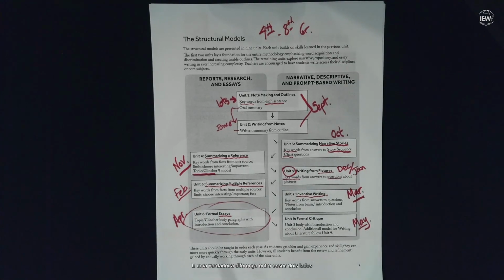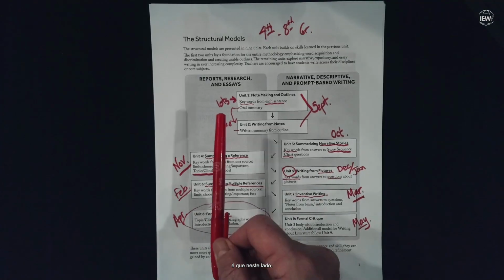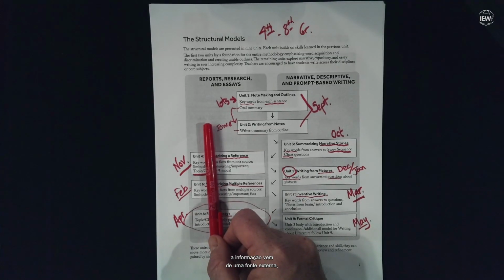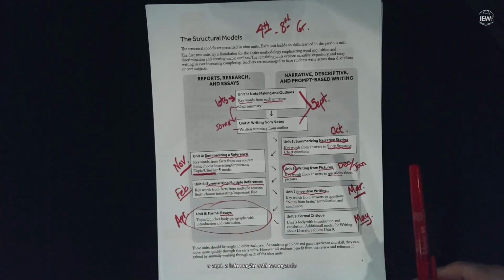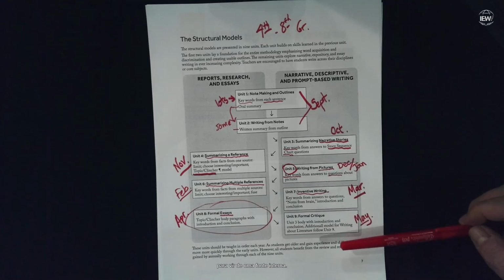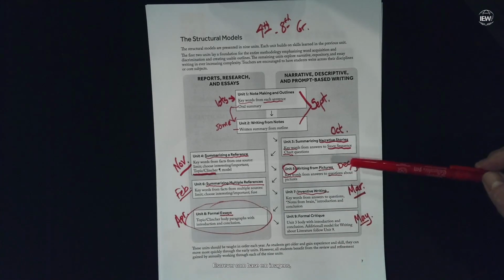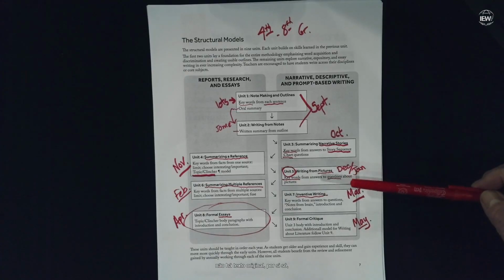And the real big difference between these two sides is that on this side, the information is coming from an external source. And over here, the information is now starting to come from an internal source. So with writing from pictures, there's no source text per se, but you're not completely alone. We're going to give you a set of 3 pictures and a methodology of writing about these pictures.